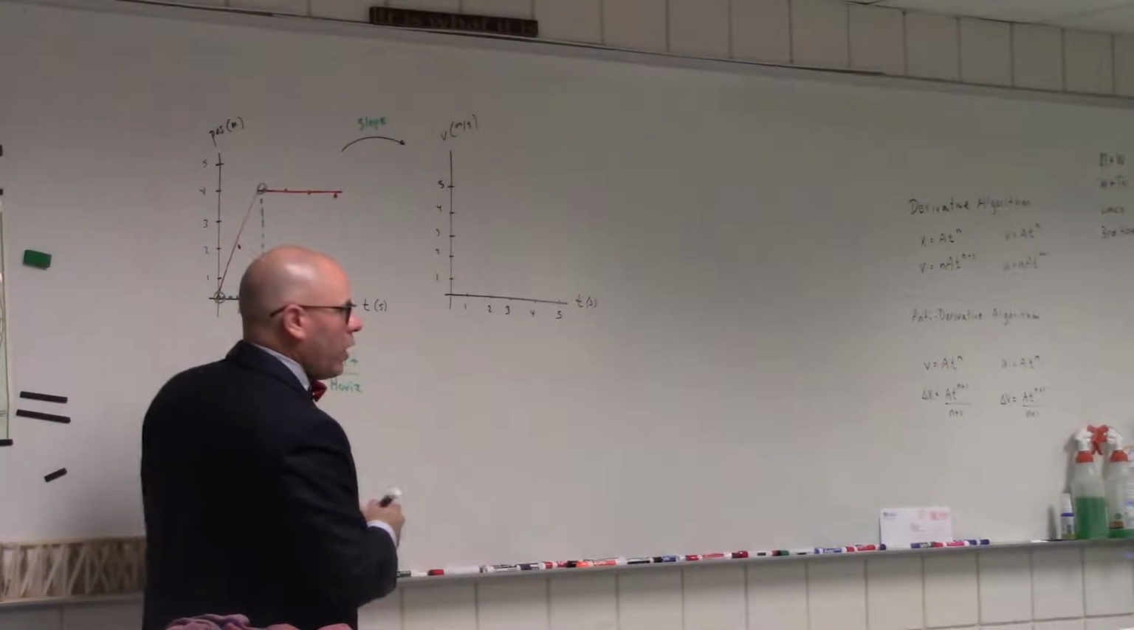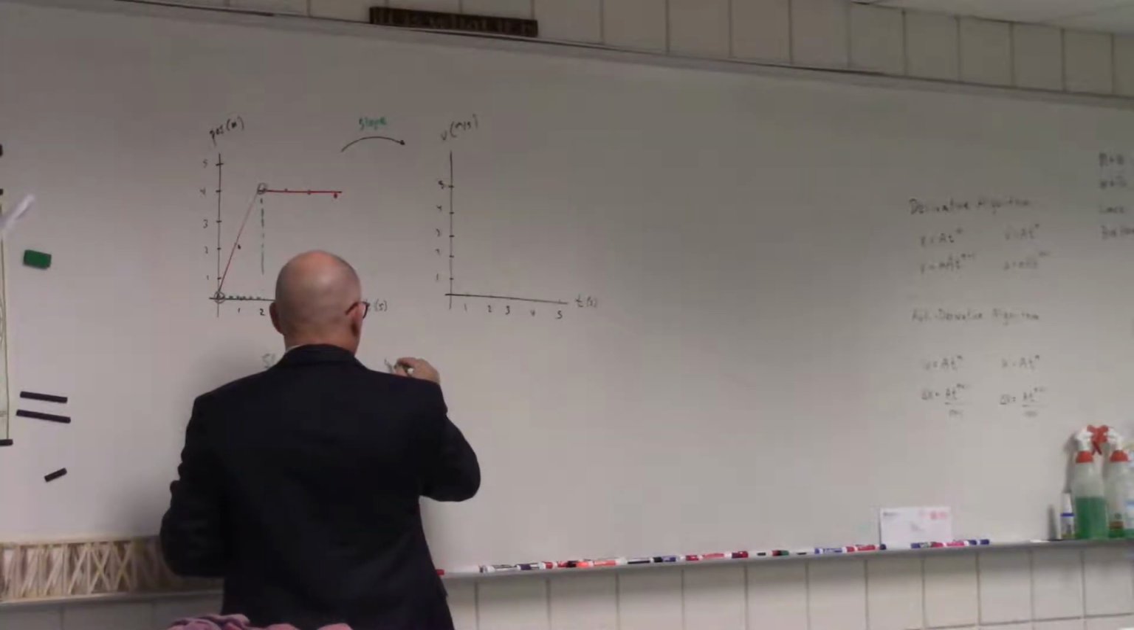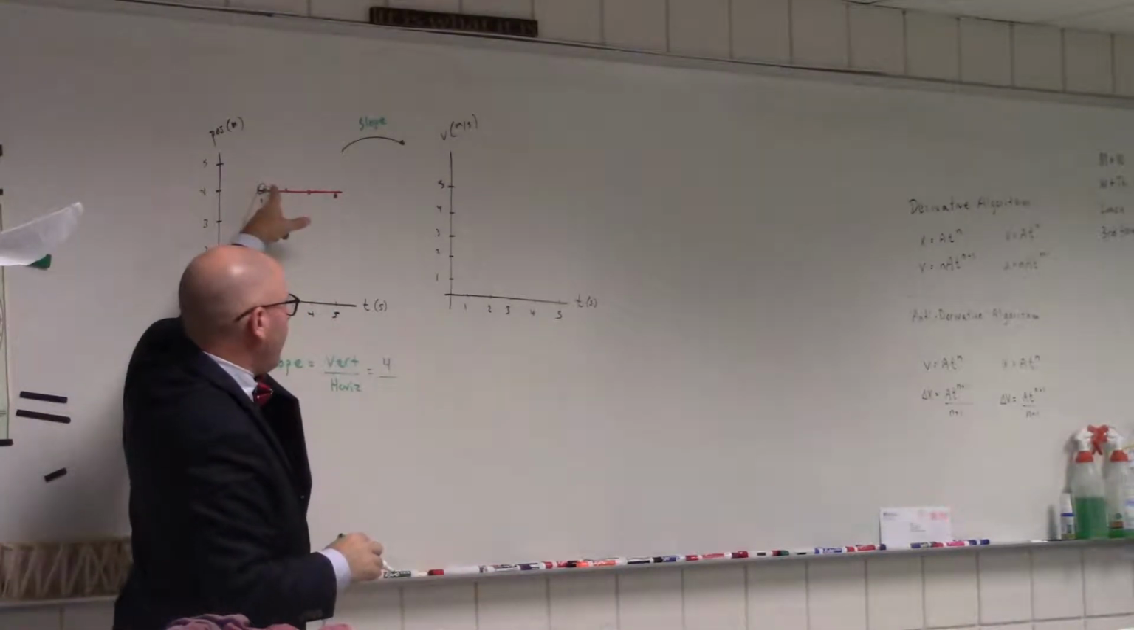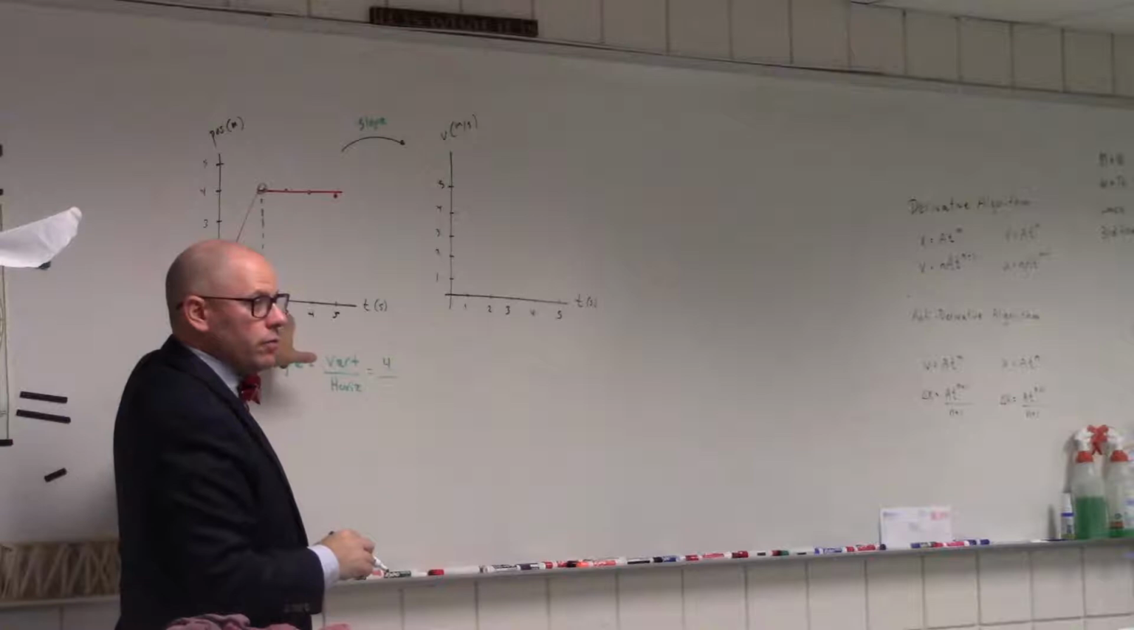It goes from 0 to 4. What's my vertical change? Well, it's going to be 2. We're going to do the whole thing first. So it goes from 0 to 4, and then how much is my horizontal change? 2.